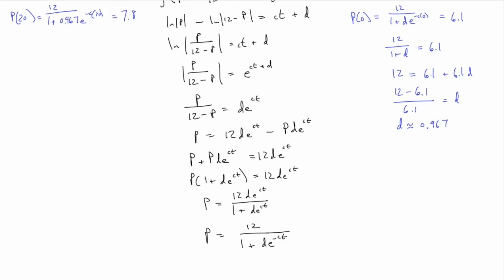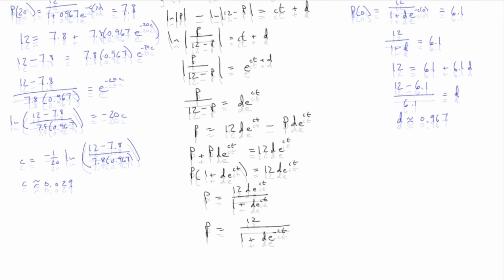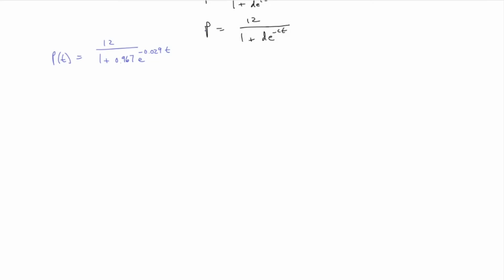Moving over to the left, just because there's some room there, I know one other point. At the time t equals 20, I know that the population is 7.8 billion people. Now I also know d, so I can use this information to compute c. And you go through a bunch of horrible arithmetic and algebra, and you find that c is approximately equal to 0.029.